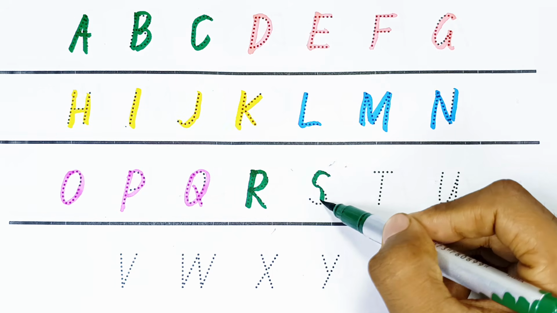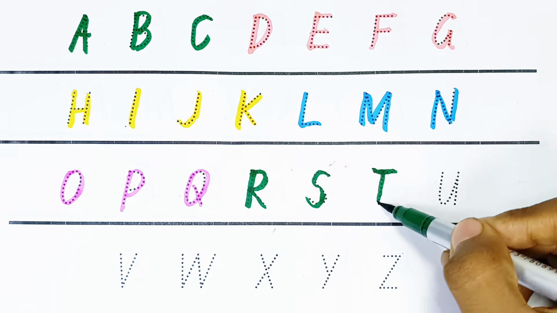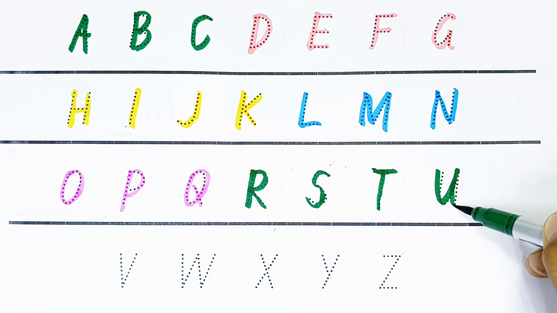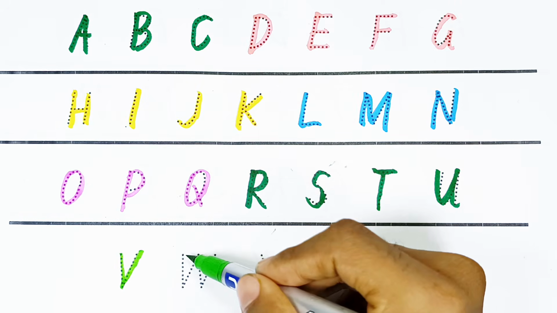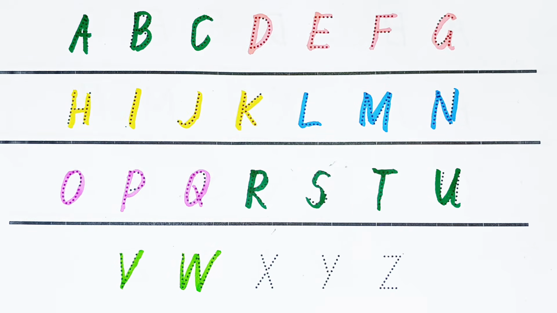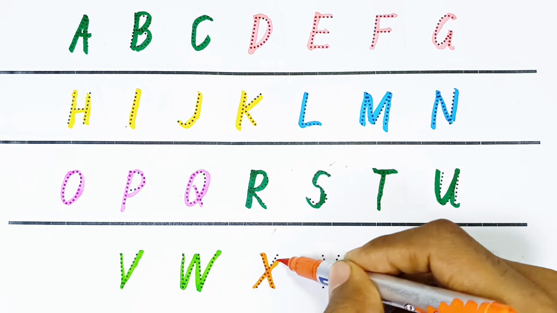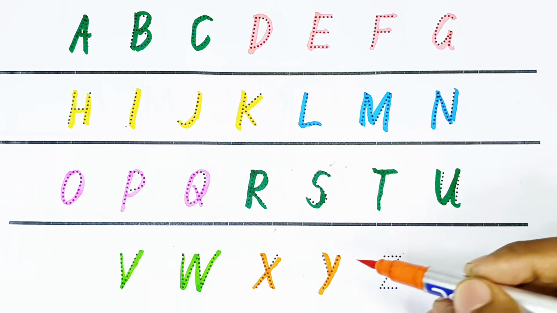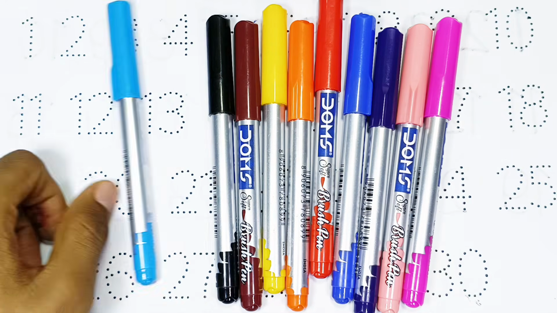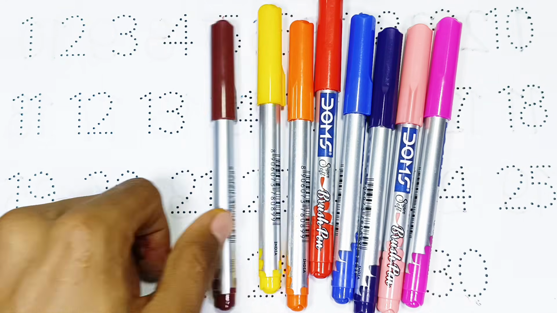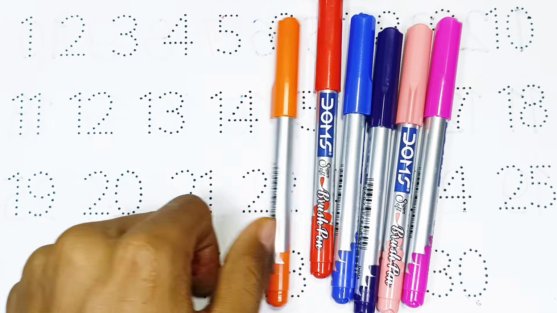R for rose. S for sun. T for teacher. U for umbrella. Kids, now you draw V. The alphabets of V. V for van. W for wheel. Kids, now you draw X. The alphabets of X. X for xylophone. Y for yo-yo. And Z.